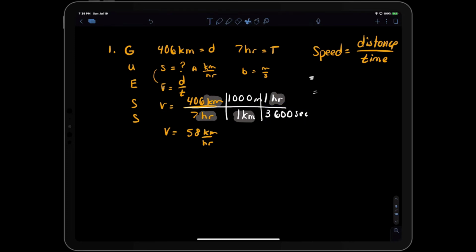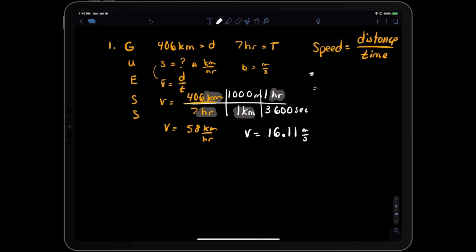So I have my calculator handy. We're going to take that 406 times 1,000 divided by 7 divided by 3,600, and we get 16.11. So for part B, we have 16.11 meters per second. So that's our first problem. All right, we'll go to question 2.